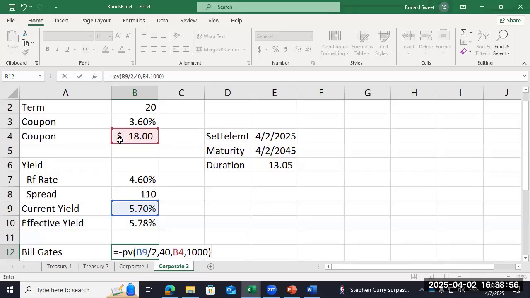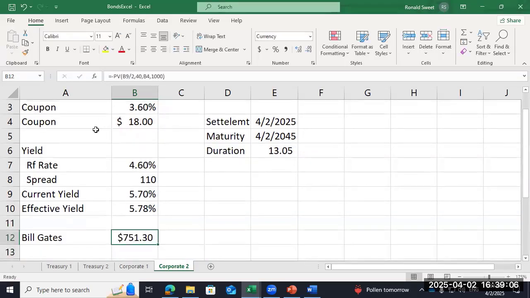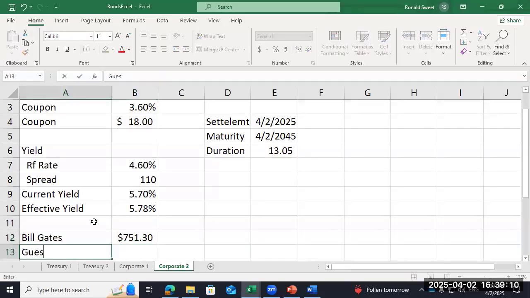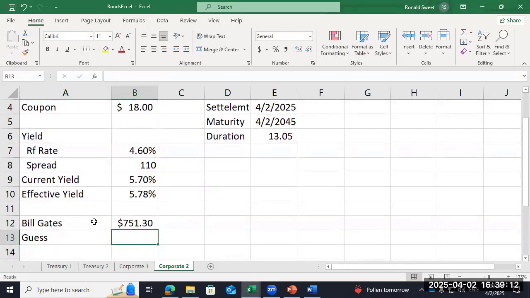Now, is this going to be above $1,000, below $1,000? Below. It's a discount bond, right? It's paying 360, and the market is paying 570. So let's try the guess. Here's where the guess is probably going to be off because this bond probably has quite a bit of convexity, a 20-year bond, but let's see.